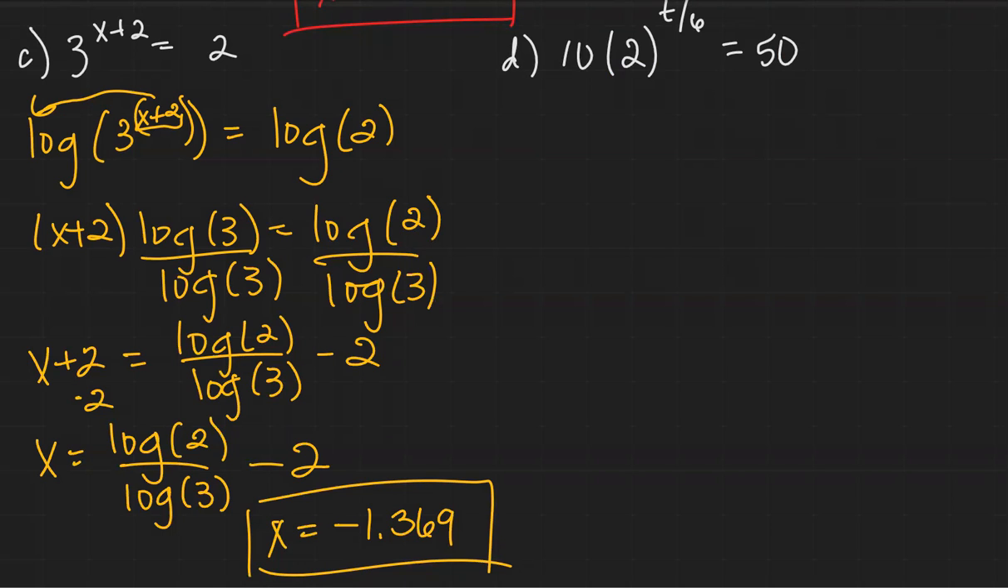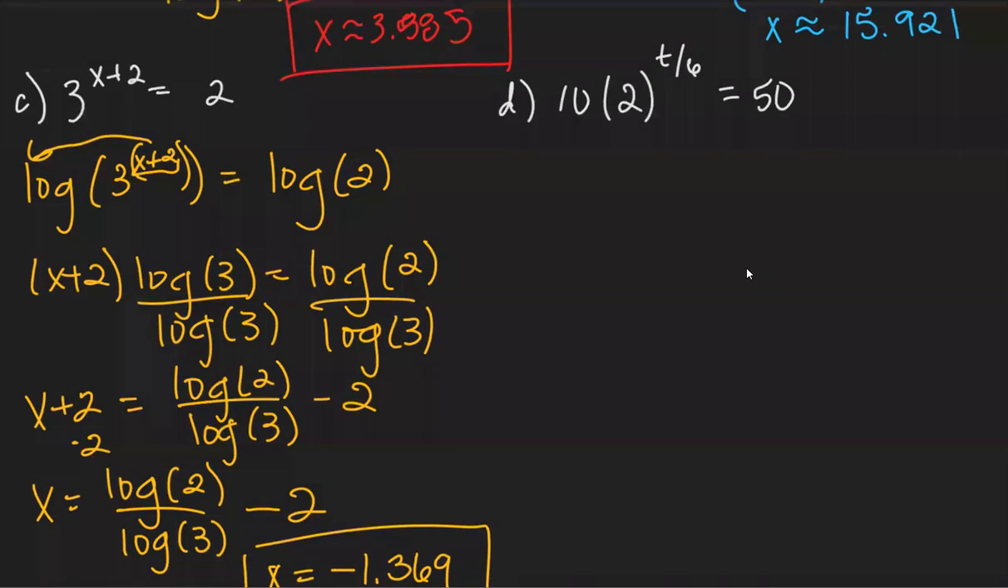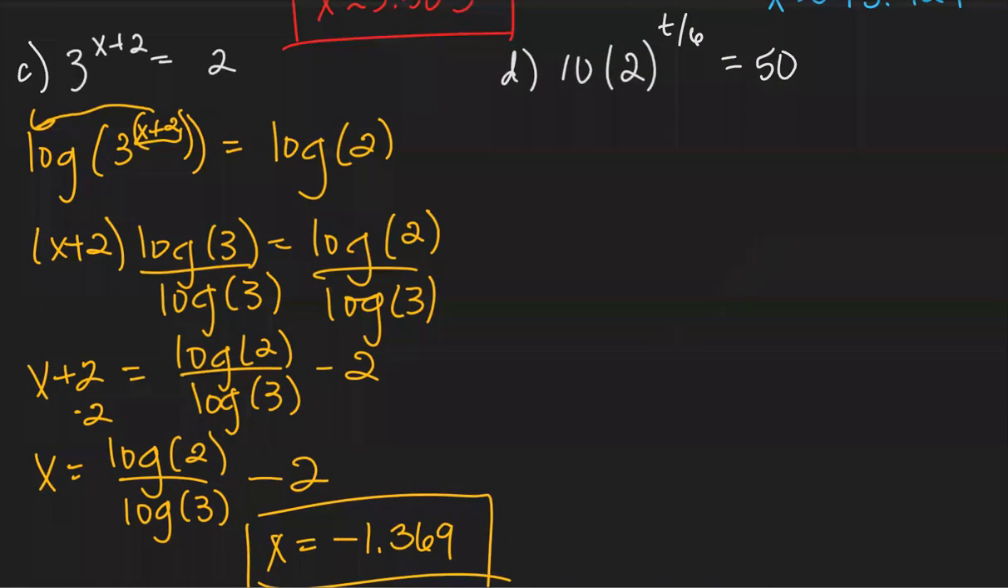All right, one last one to send us home. And this is going to look a lot like the stuff we're going to see in 4.3. All right, we have 10. Okay, this is an implied multiplication. So 10 times 2. That 2 is being raised to the power of t divided by 6, and it's equal to 50. Okay, so we're going to solve for t.